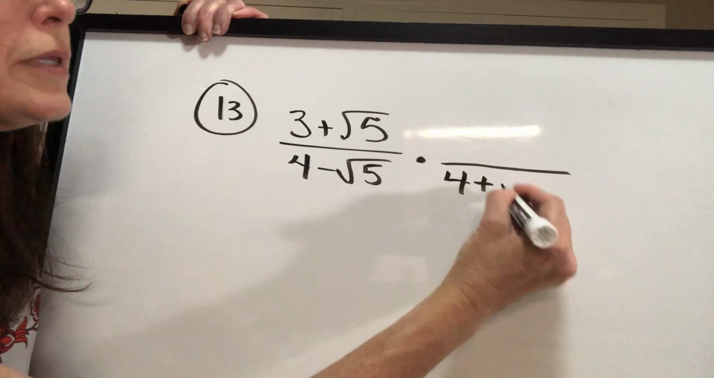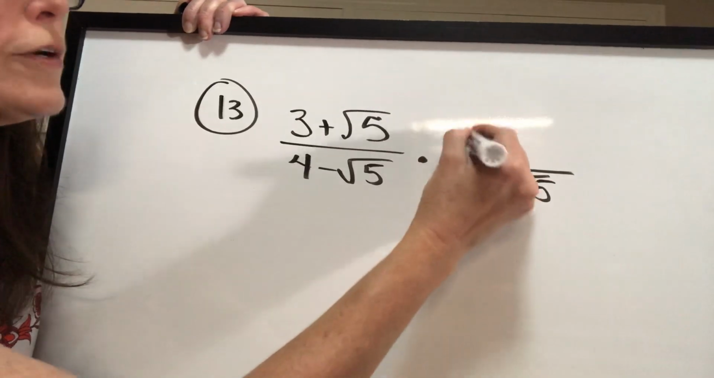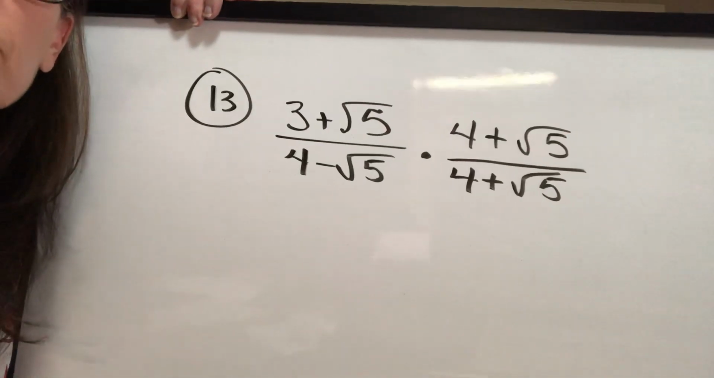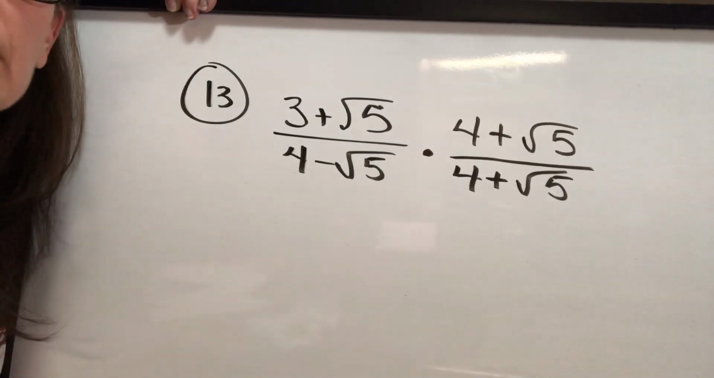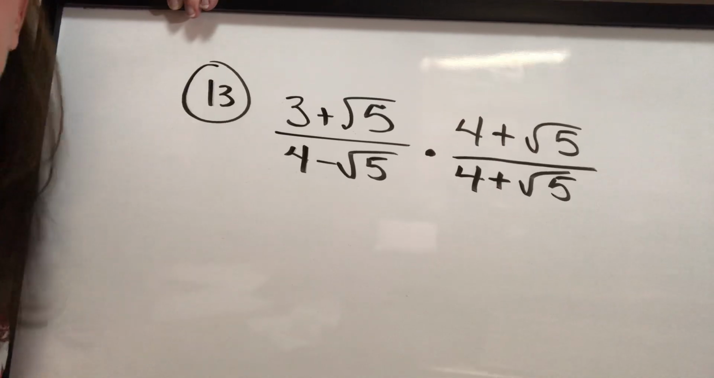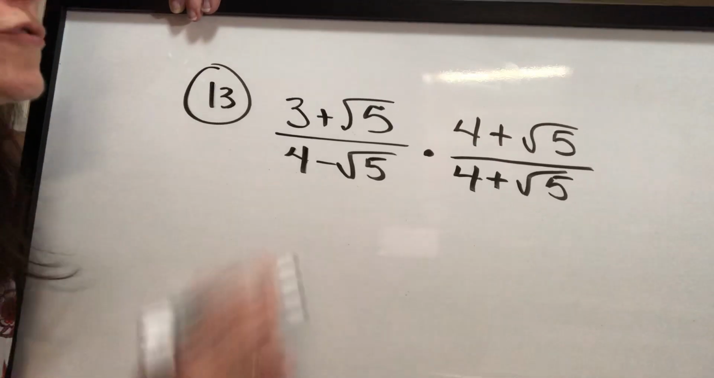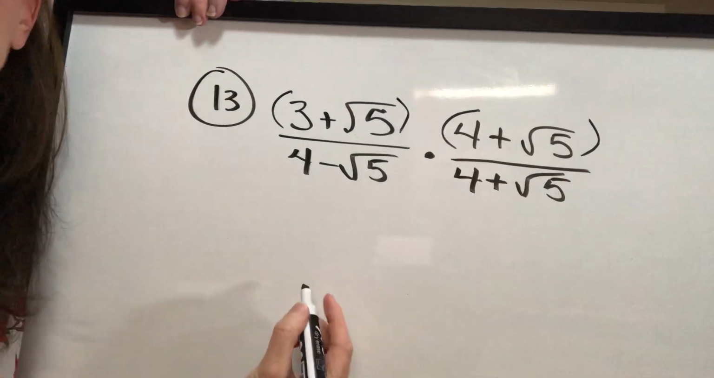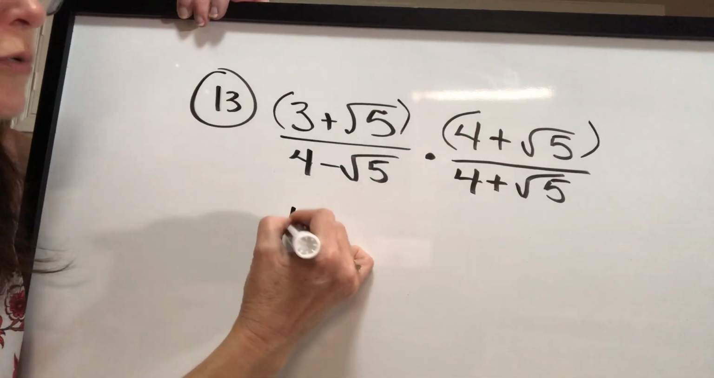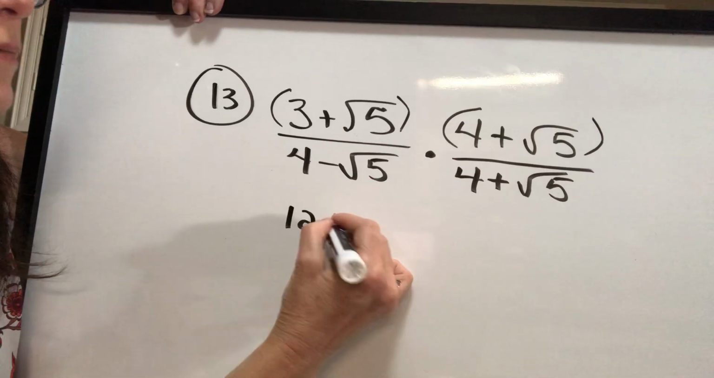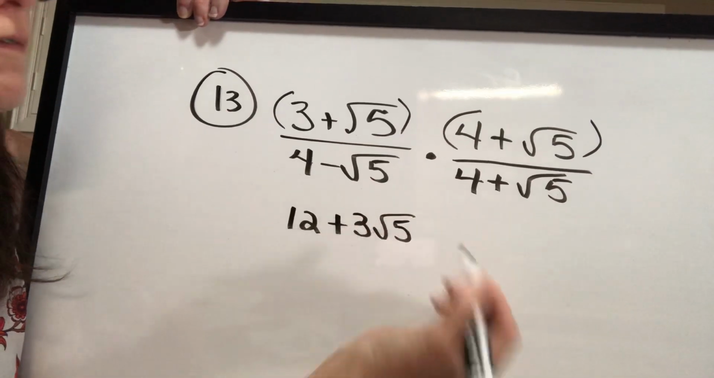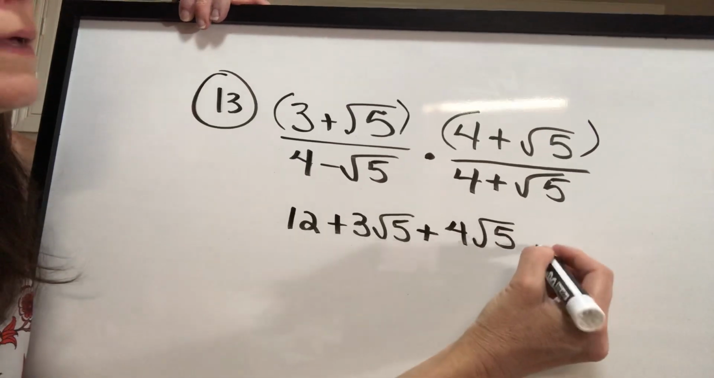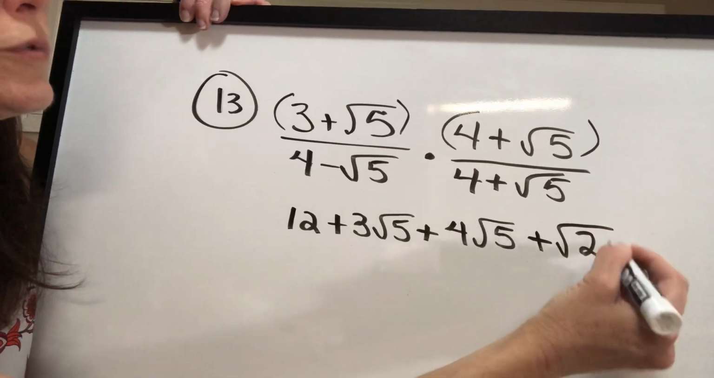So it's going to be 4 plus the square root of 5. And you're going to multiply both the numerator and denominator by that same thing. What you multiply to the bottom, multiply exact same thing to the top. And then we will FOIL straight across. So like this will be FOILed with this. So first would be 3 times 4, 12. The outside would be 3 square root of 5. The inside would be 4 square root of 5. And the last would be square root 25.